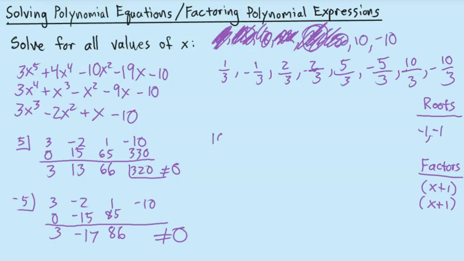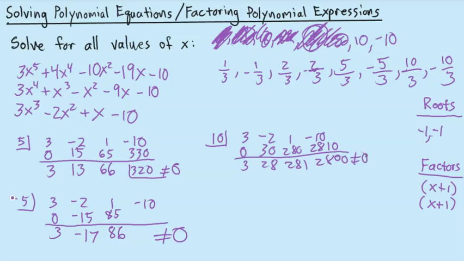So we got 10, and then we'll do a 3, a -2, a 1, a -10. Draw a line. Plus 0 is 3, times 10 is 30, minus 2 is 28. 280 plus 1 is 281, times 10 is 2,810, minus 10 is 2,800. Not 0, so we don't need 10.